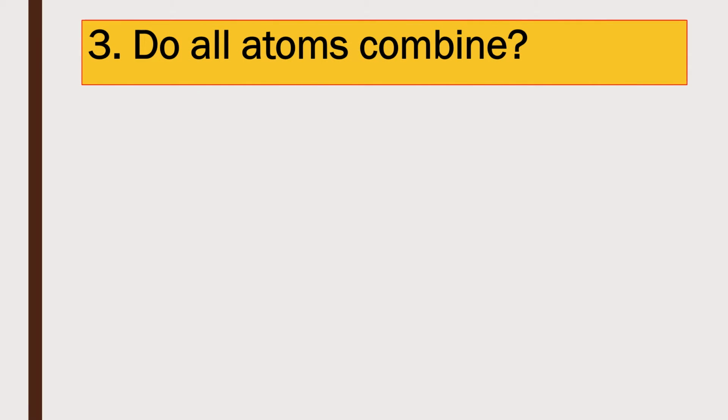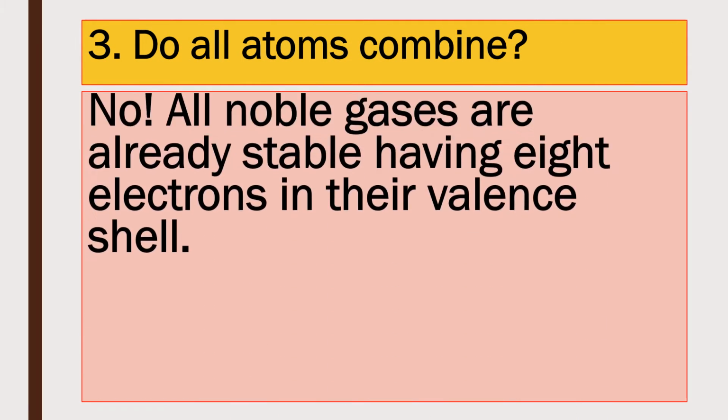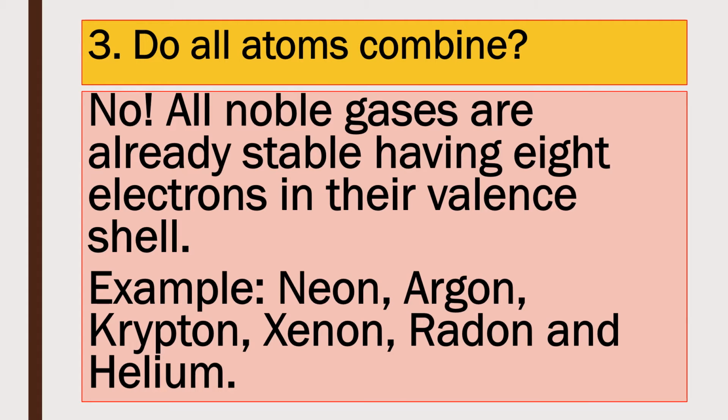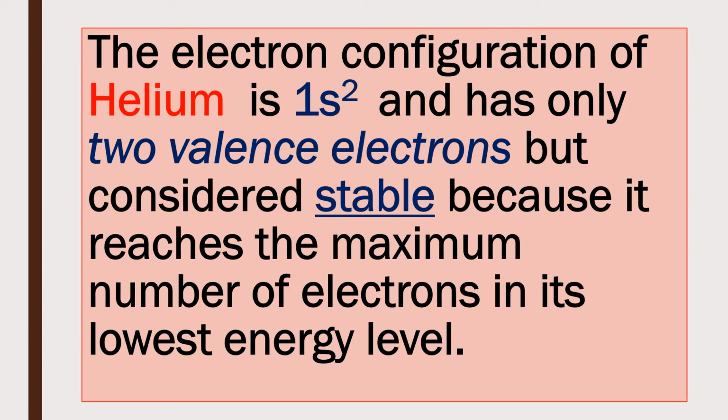Do all atoms combine? No. All noble gases are already stable, having 8 valence electrons in their valence shell. Examples: neon, argon, krypton, xenon, radon, and helium. The electron configuration of helium is 1s2 and has only 2 valence electrons, but it is considered stable because it reaches the maximum number of electrons in its lowest energy level.